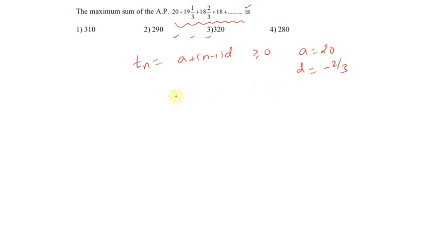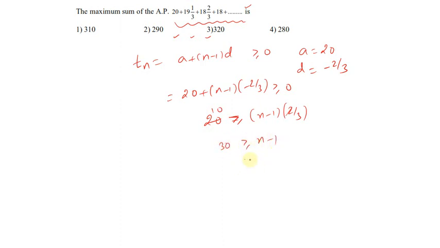Let me substitute here: 20 plus n minus 1 into d, which is minus 2 by 3, should be greater than or equal to 0. So 20 is greater than or equal to n minus 1 into 2 by 3. So 30 is greater than or equal to n minus 1. N is less than or equal to 31. So we have to consider the maximum. The positive values are available up to 31 terms only. So we have to calculate the sum of 31 terms.